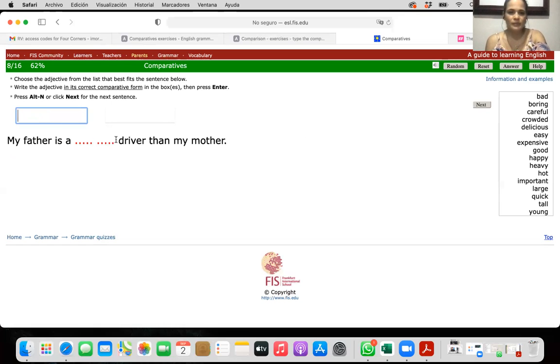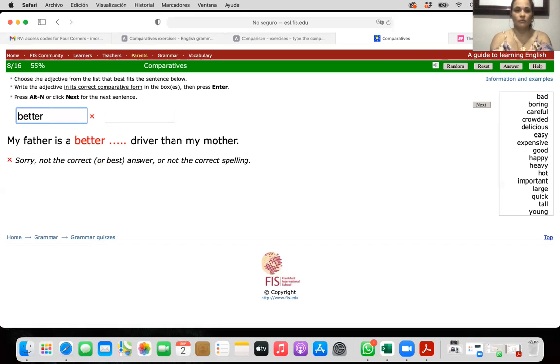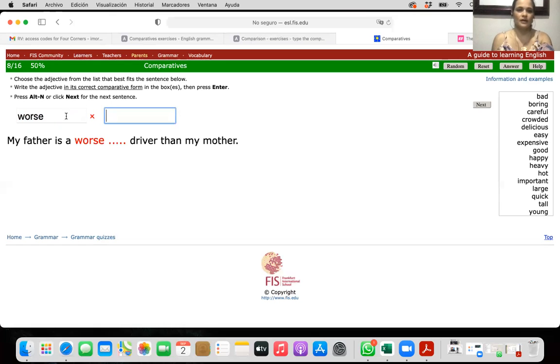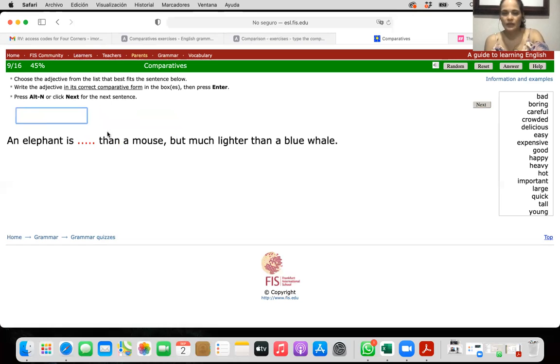My father is a blank driver than my mother. Better? Worse? Is more careful? Oh, yeah, I got it. More careful driver than my mother.